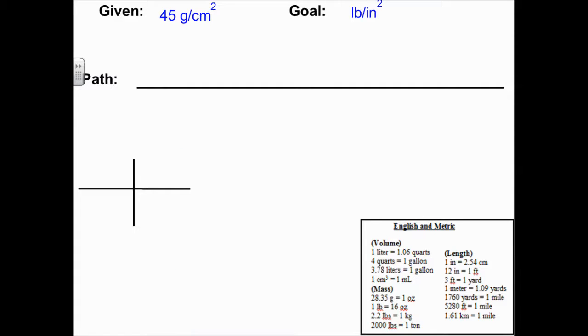So first thing we're going to do is rewrite the squared. We have to get rid of the squared, so let's write it out the long way. Instead, it's going to be 45 grams per centimeter times centimeter. These are the same thing. I know sometimes students don't like this slash, so I wanted to write it down below. And same thing over here, pounds over inches times inches. So we have 45 grams divided by centimeter times centimeter, and we want to get to pounds divided by inch times inch.